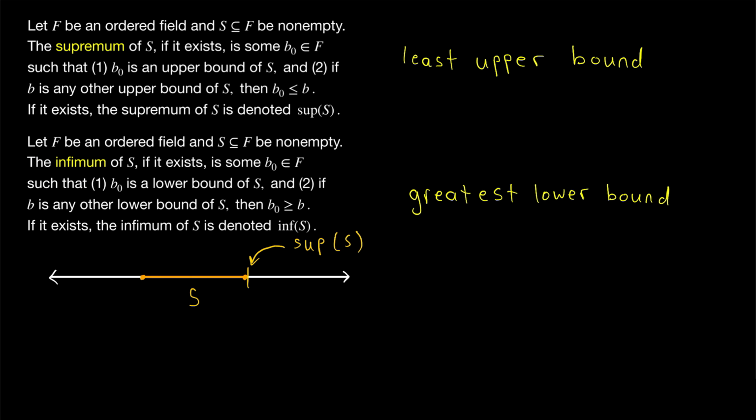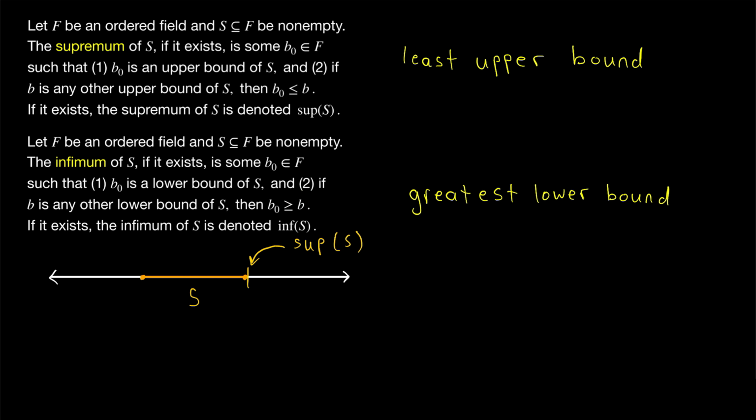Alright, now for the infimum. Let F be an ordered field and S be a non-empty subset of that ordered field. Again, you can just think of S as the real numbers if you want. The infimum of S, if it exists, is some B0 from the ordered field or from the real numbers that satisfies two conditions. 1, B0 is a lower bound of S, and 2, if B is any other lower bound of S, then B0, the infimum, is greater than or equal to that other lower bound B.